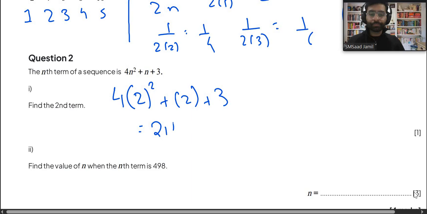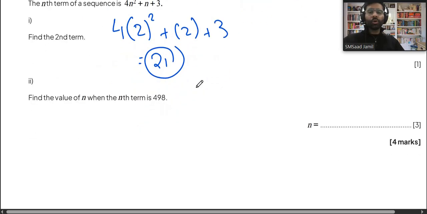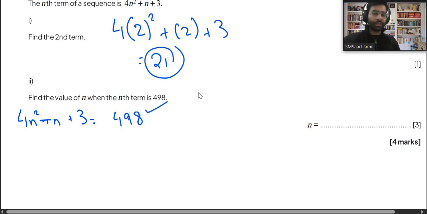That's it. Alright guys. So in the next question it says find the value of n when the nth term is 498. Look, the question is basically saying: when 4n square plus n plus 3 is equal to 498, at this time find the value of n. Which value of n gives you the answer 498? This is what the question is saying.